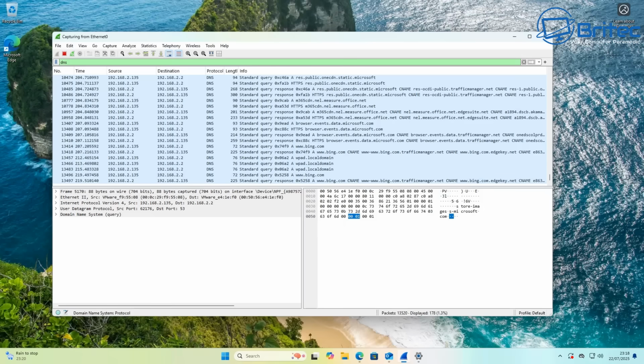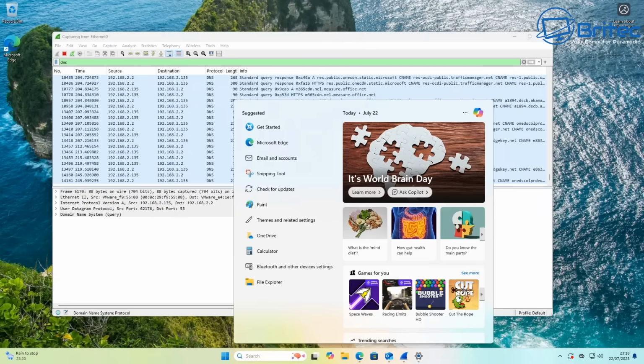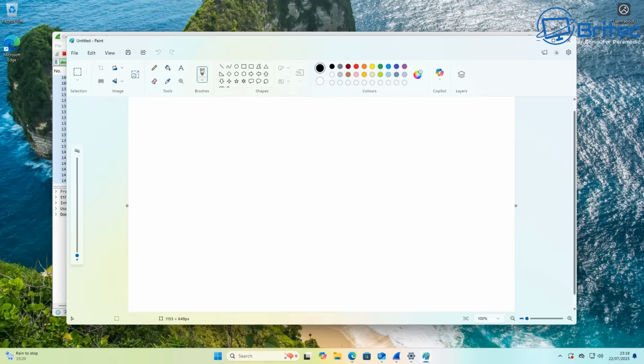So what can you do? Well, you have a couple of choices. You don't have to use a Windows operating system. You can use another operating system if you feel that this is becoming too much. Now, this has progressively got worse over the years.